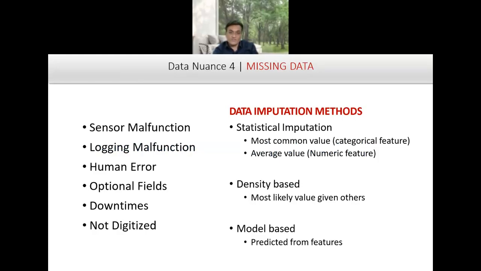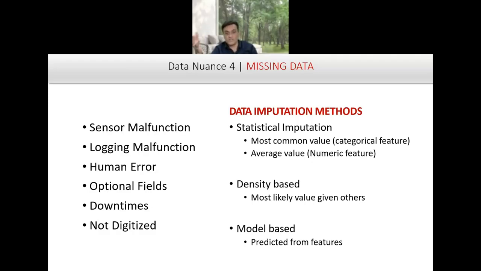Another nuance of data is basically missing data. That is also very important. Because sensor malfunction, logging malfunction, human errors, optional fields, downtimes, data not digitized: these are all related to missing data. You might have connected a sensor, but maybe after half an hour it has stopped sending data, and your Excel sheet is filled up with only timestamps. There is no temperature value recorded, and when you come back and see, maybe 30 rows are empty. So you need to find out whether there is missing data or not.